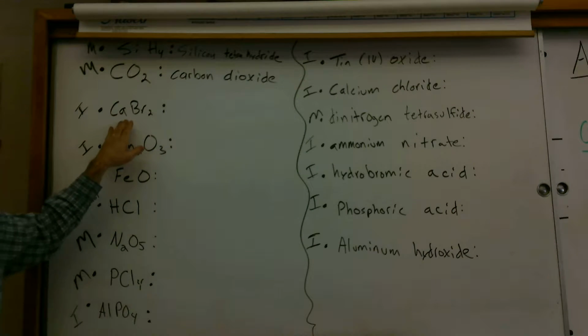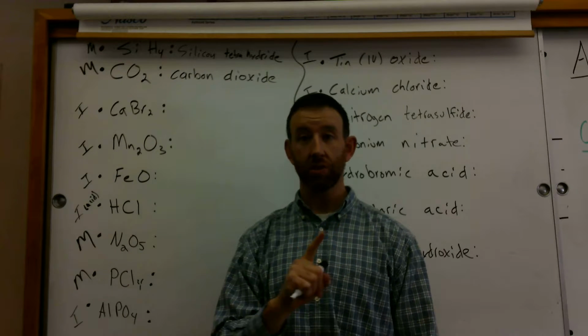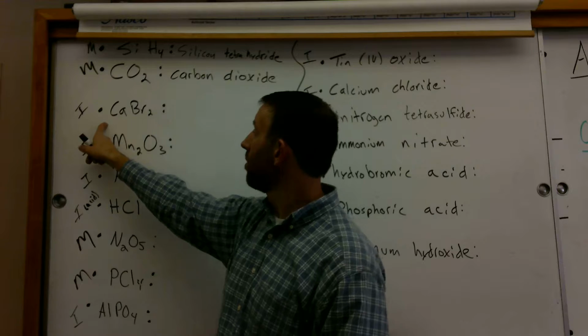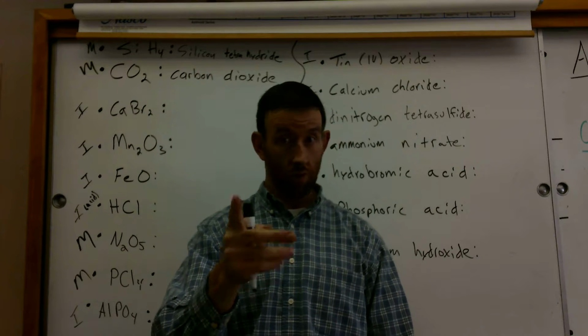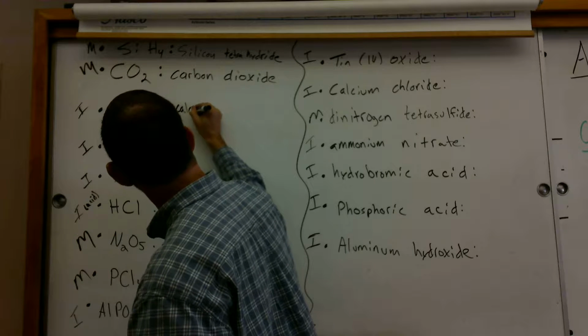All right, here is ionic. So when it's an ionic compound, you do not use prefixes. All right, calcium is a group 2 element, so I don't need a Roman numeral, which we'll get to here in just a second. So this is just calcium bromide.